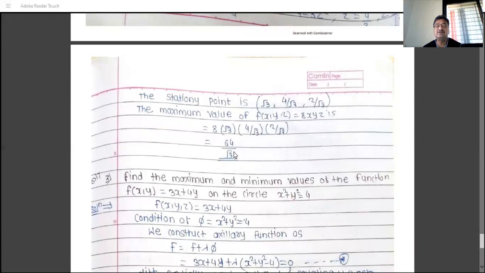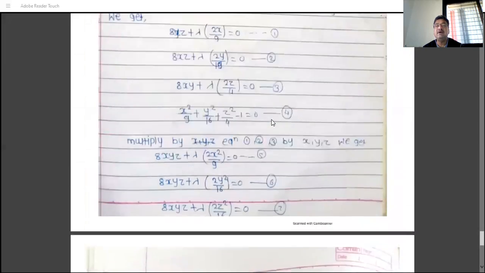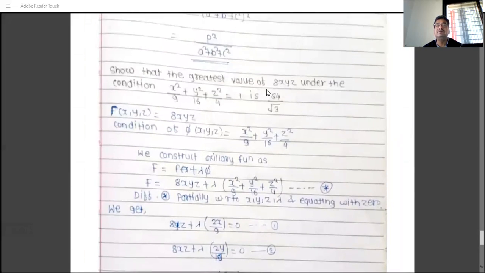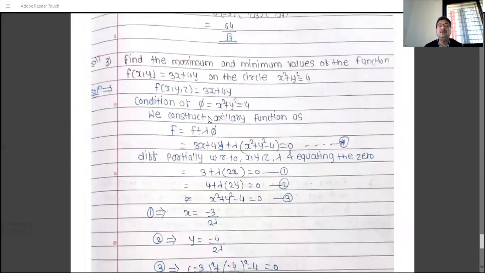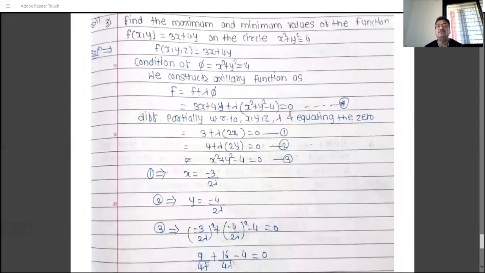We have the answer 64 by root 3, and that is what we had to show, the maximum value. Then next problem, find the maximum and minimum values of the function. This is a two variable function actually, and the condition is given. So same procedure, we consider this as f(x, y).